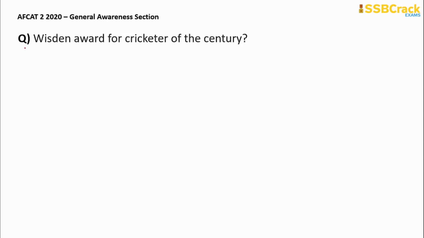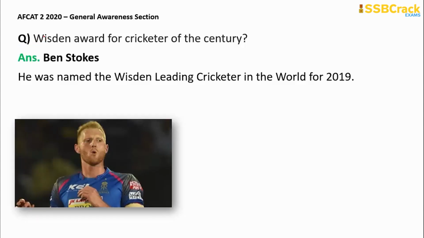Next question, the Wisden Award for Cricket of the Century is given to. So the answer, for 2019, it was given to Ben Stokes. He got the award.